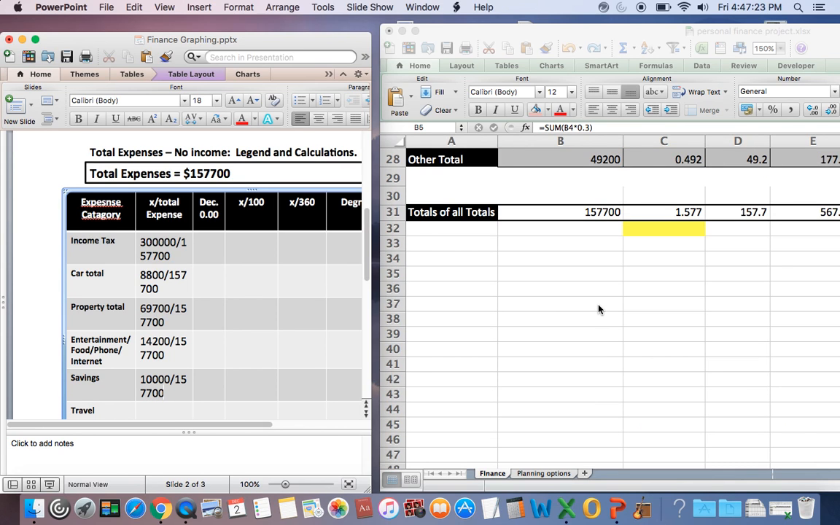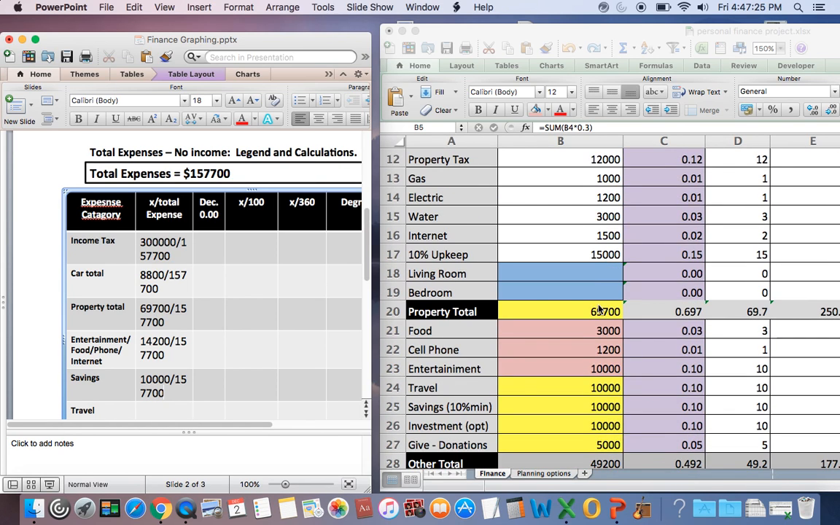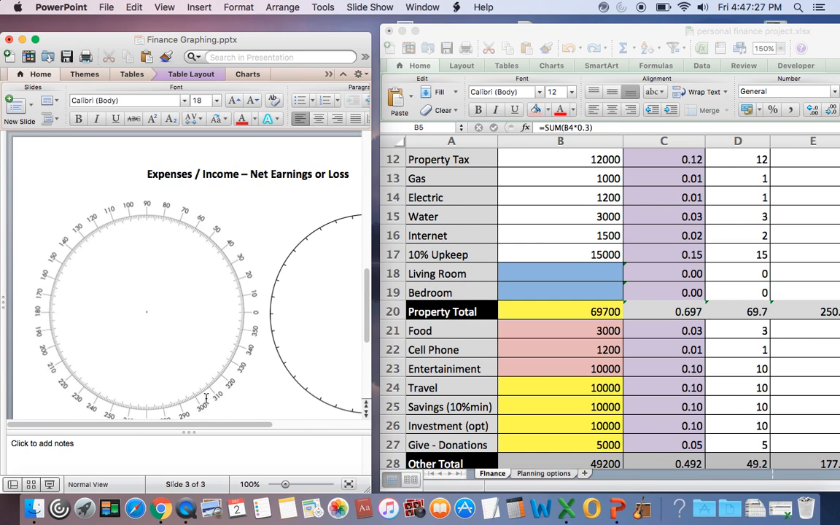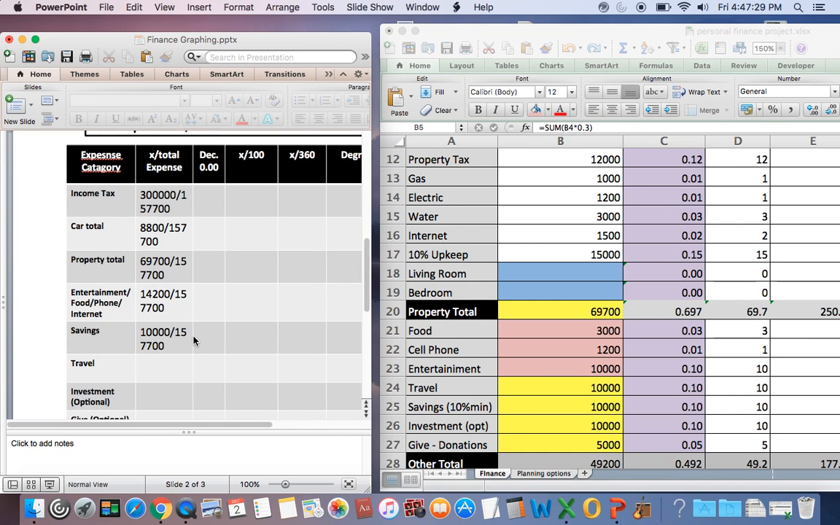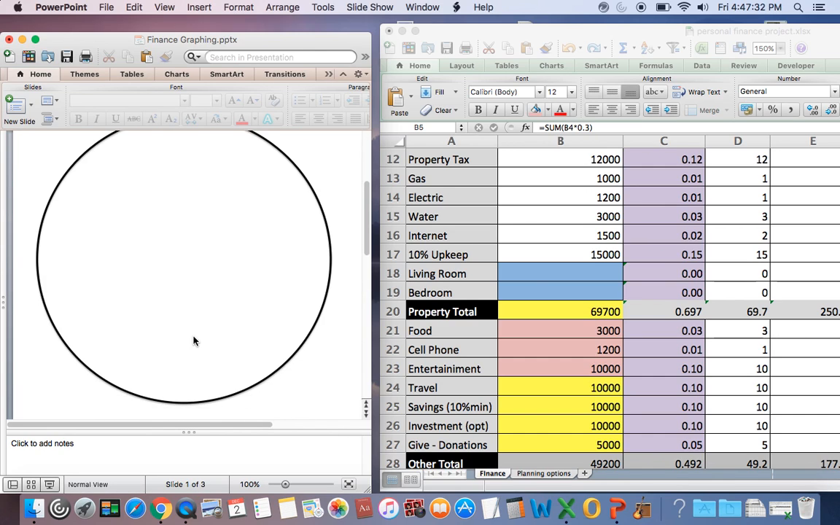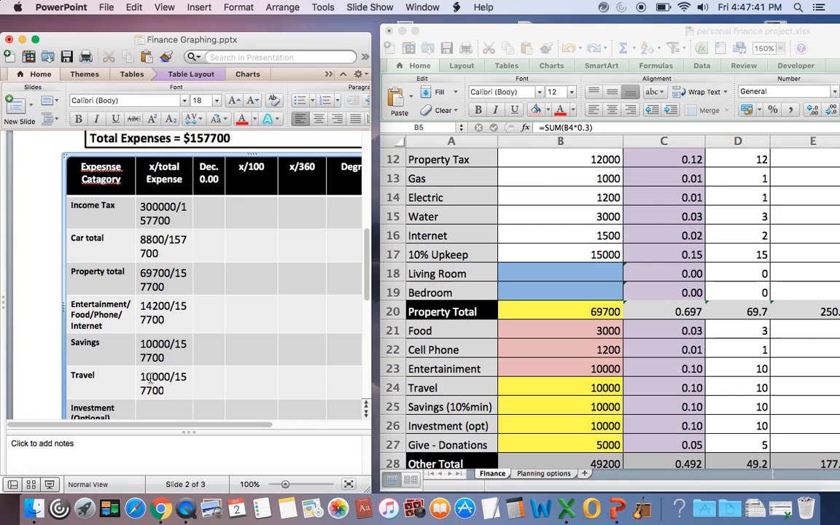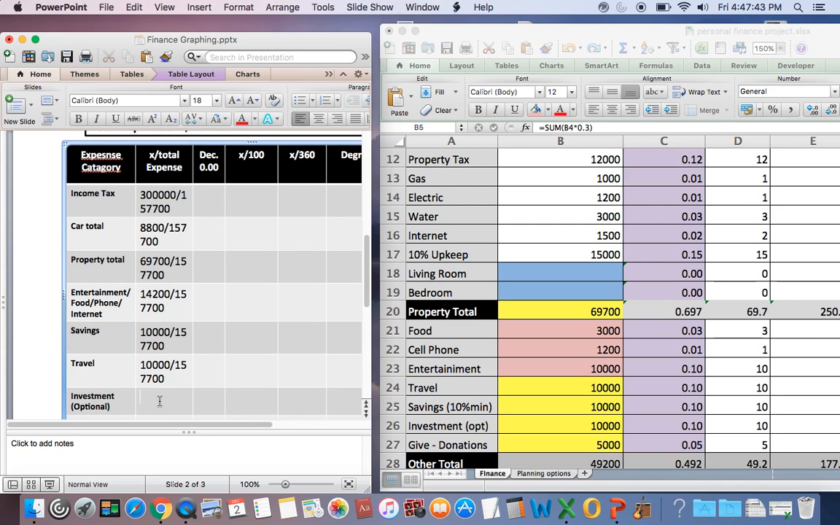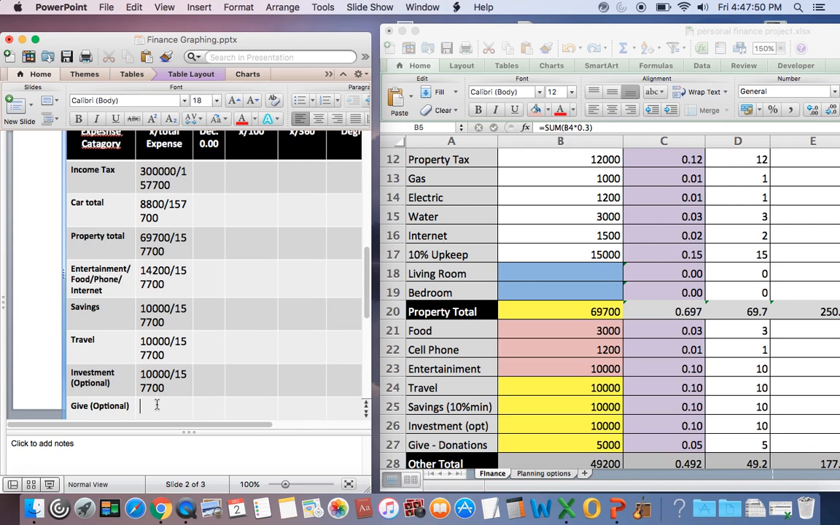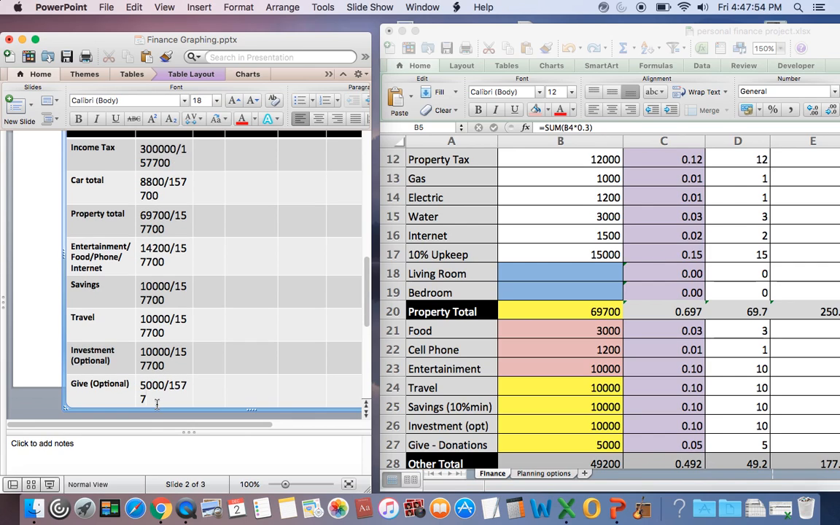Here's a fun thing. When you guys get into grade 8, 9, you get a spreadsheet that does all the calculations for you. But not this year. You guys got to do it by hand with your calculator. Here we go. Travel, it's 10,000 divided by 157,700. By the way, when I divide that number, investment, I got another 10,000, 157,700. And give, I'm going to do 5,000 divided by 157,700.